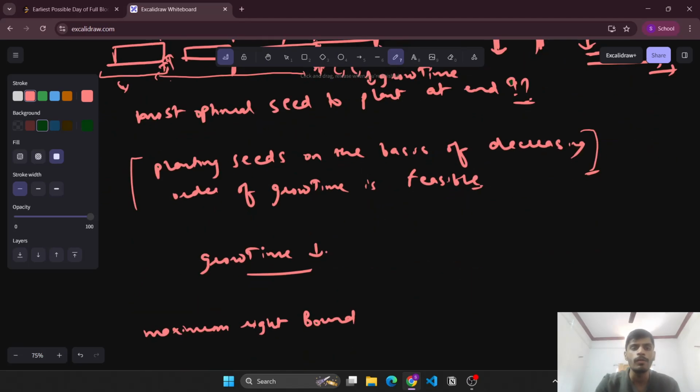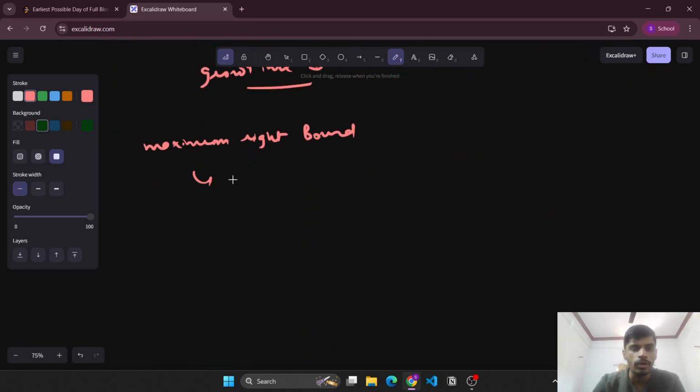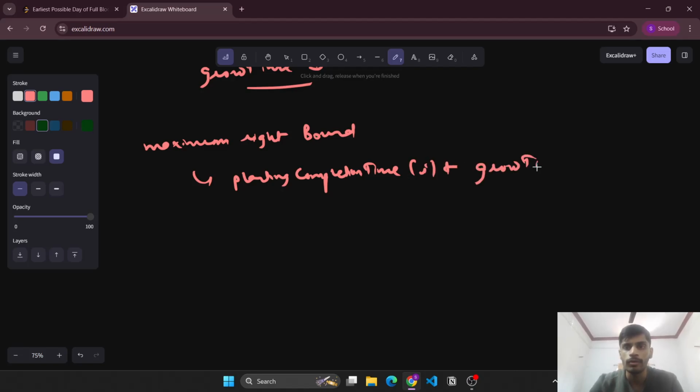Okay, so the right bound will be simply what? It will be simply the planting completion time of the seed plus the grow time of seed i. And this grow time we have already sorted on the basis of decreasing order, so that means this planting completion time is as small as possible, so the overall right bound is smaller. Okay, so this is what we'll do.